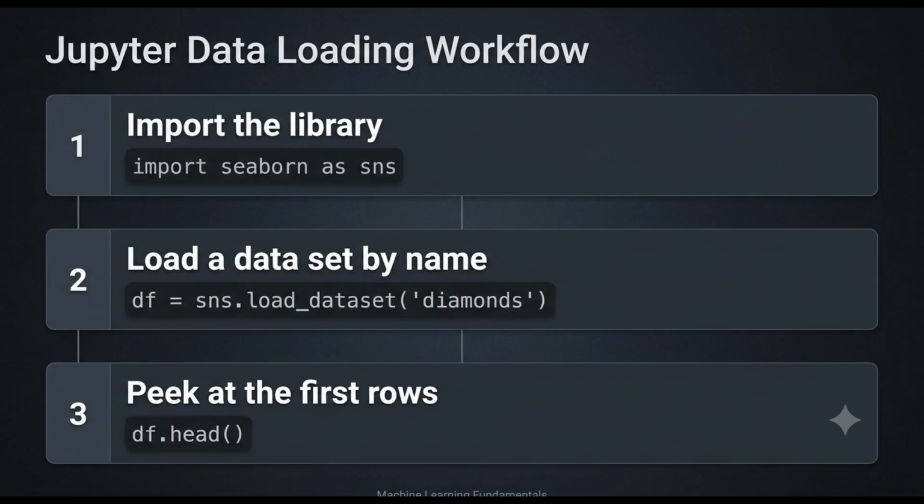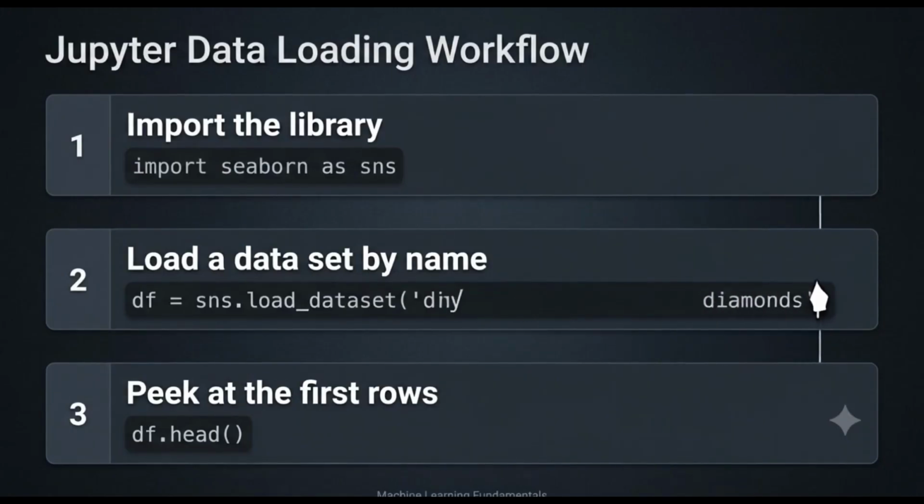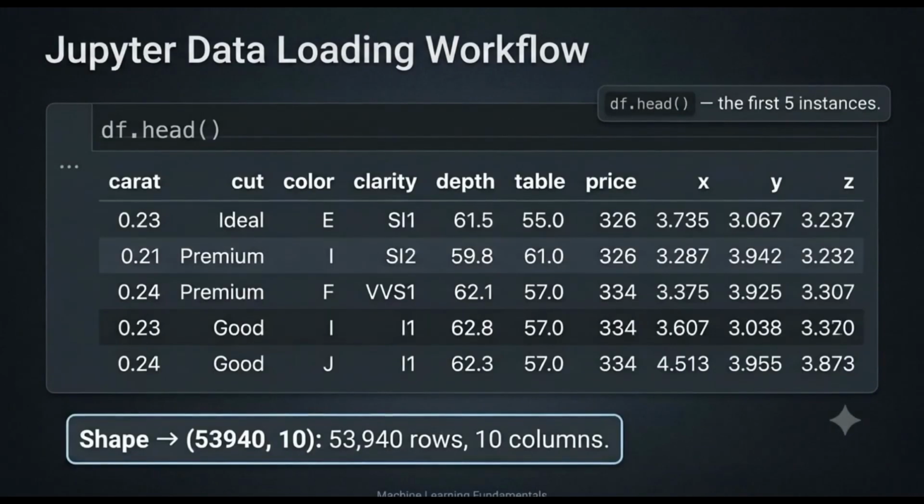To pull one of these into memory, you load it by name and store it in a variable. A very common convention is to call that variable df, which is just short for data frame, the table object that pandas and Seaborn use under the hood. Once it's loaded, you almost never want to print the whole thing because some of these tables have tens of thousands of rows. Instead, you peek.